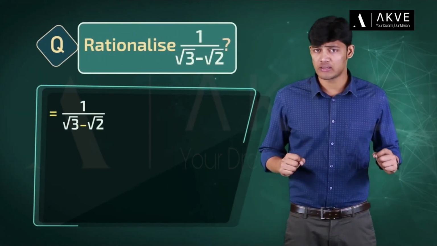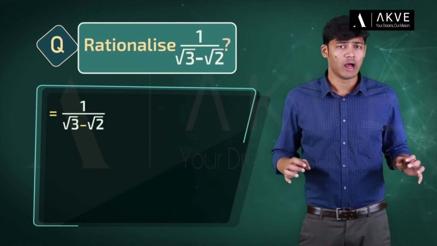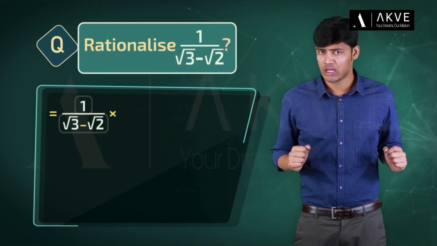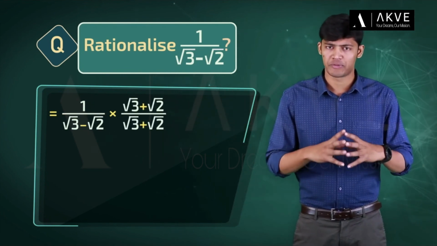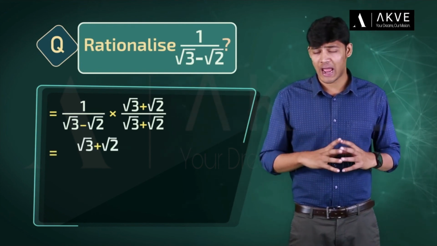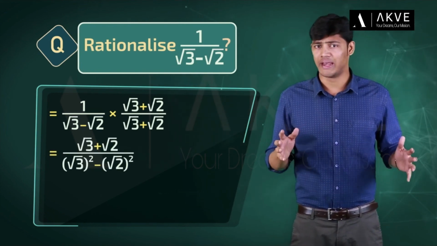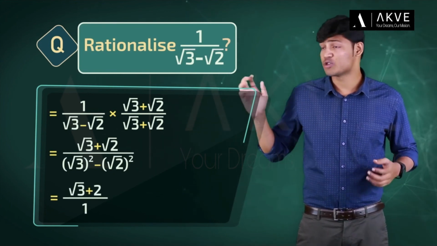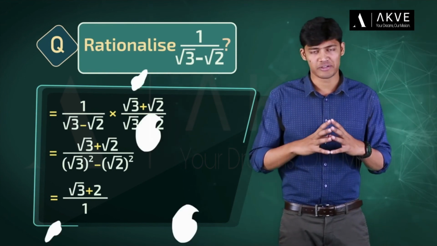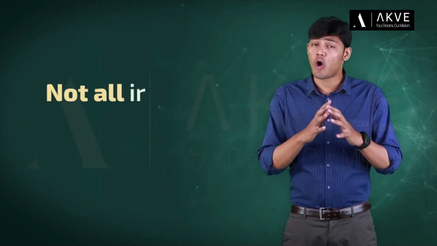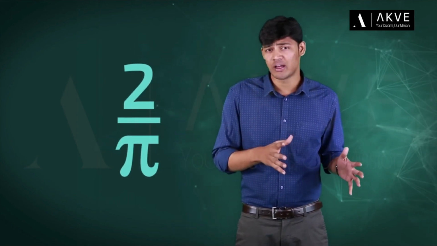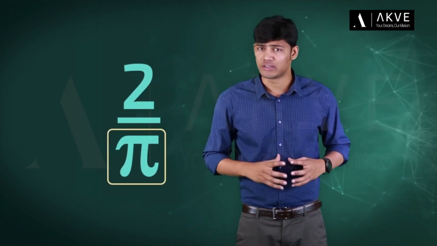So, if the denominator is square root of 3 minus square root of 2, then to rationalize it, we will multiply both the numerator and the denominator by square root of 3 plus square root of 2. And doing so, we will get the denominator as square root of 3 whole squared minus square root of 2 whole squared, which is nothing but 1. So, in this way, we rationalize these irrational numbers. Remember that not all irrational denominators can be rationalized. For example, we cannot perform rationalization on fractions having numbers such as pi in their denominators.